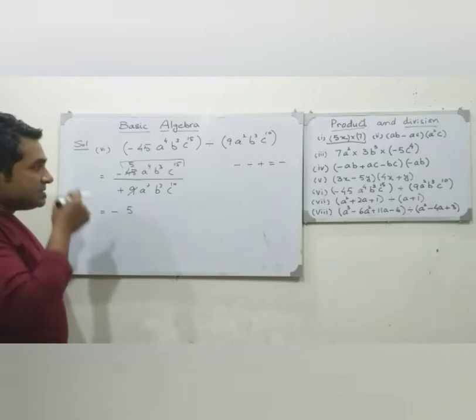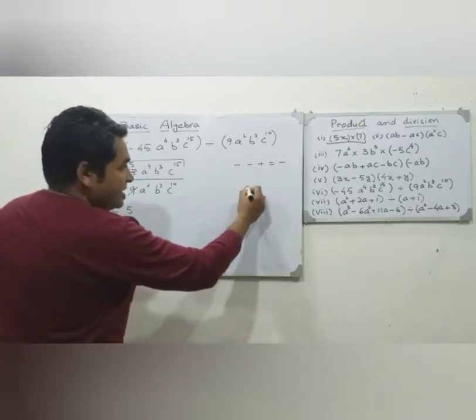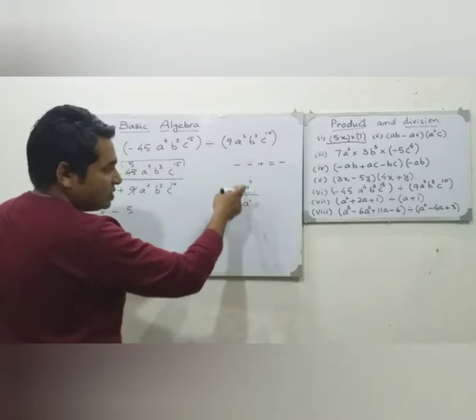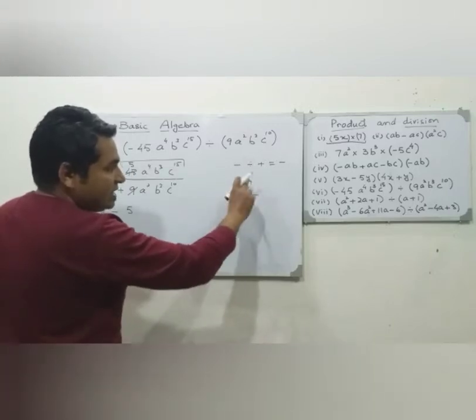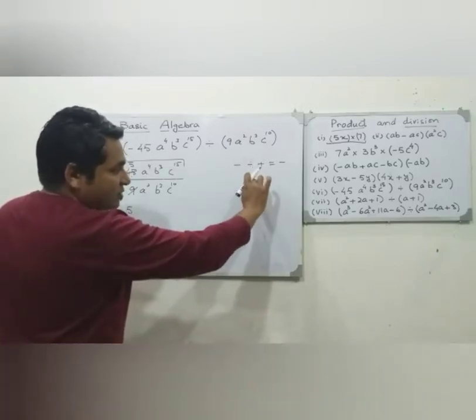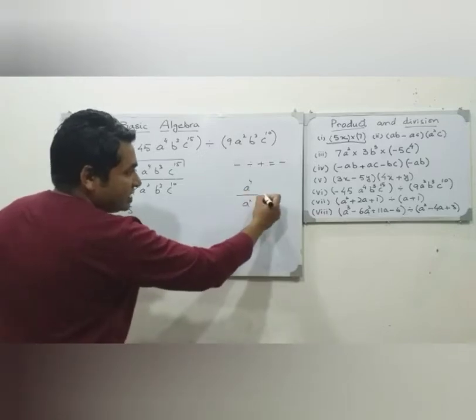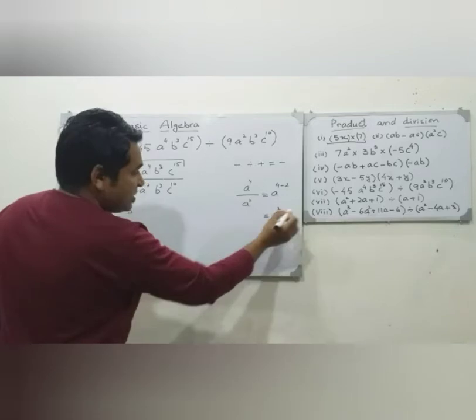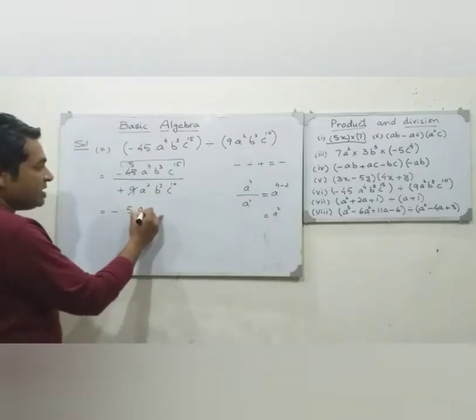The rule of indices says that if we have the same base and they are dividing each other, then we subtract the powers. So from the upper one we subtract the lower one, so it will be a^(4-2), that is a squared. So we will write here a squared.